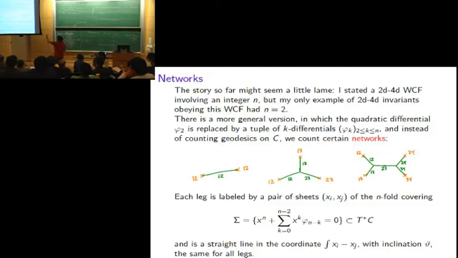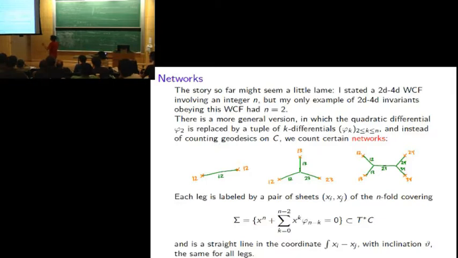So far my story might seem a little bit lame because I told you a 2D40 wall-crossing formula that involves an integer n, but the only example of the 2D40 invariants that I told you actually had n equals 2. So there's a more general version, and this is the part that's a little bit in progress, although it seems to be mostly under control now, where the quadratic differential phi 2 gets replaced by a k-tuple of differentials, so phi 2, phi 3, and so on up to phi n. And instead of just counting geodesics on the curve, we now count some more complicated gadgets, which could be just geodesics in some appropriate metric like before.